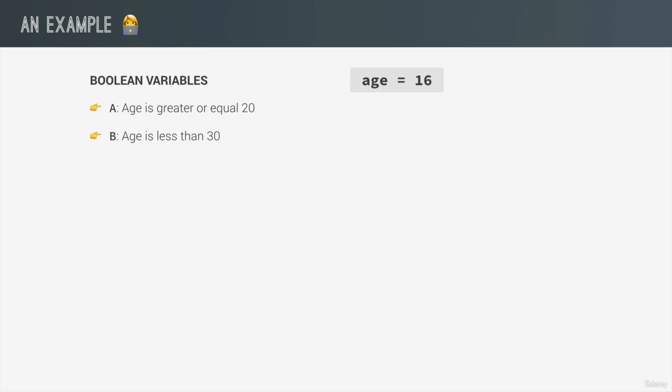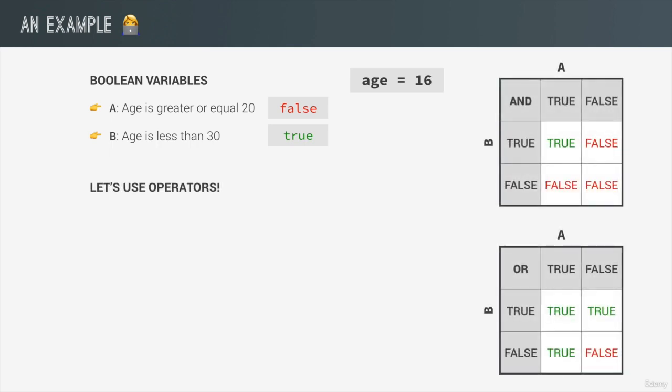So if age is 16, then age is greater or equal to 20 must be false, right? And of course it is. And age is less than 30 is true, because 16 obviously is less than 30, okay? So that's the baseline basically, and now we will start to combine these variables A and B using some logical operators. So the first exercise is the NOT operator, so not A. And we know right now that A is false, right? So the result of not A, as we just learned, is true, because all it does is to invert the logical value of the variable.